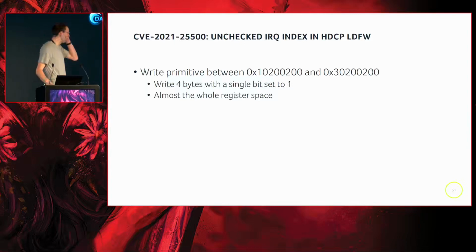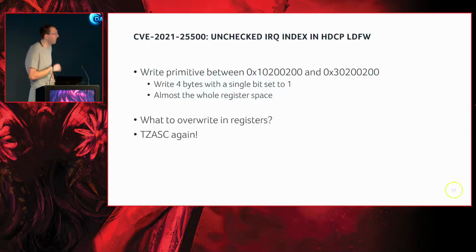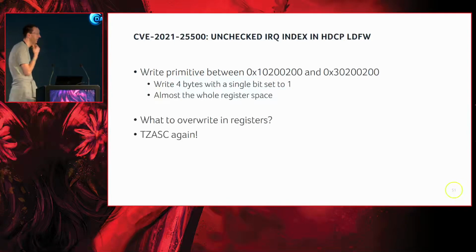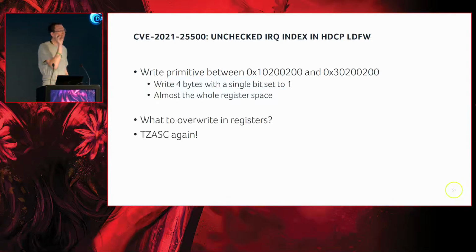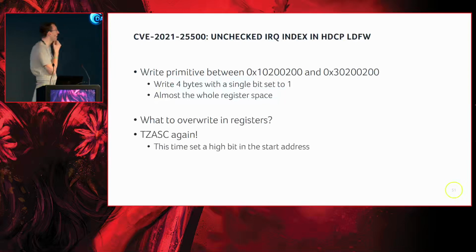So what are we going to override? Well, we decided to just go for the TZASC again. It's within range, but this time we actually set the high bit of the start address of the secure range, effectively setting the start address after the end address, again unprotecting the secure memory.